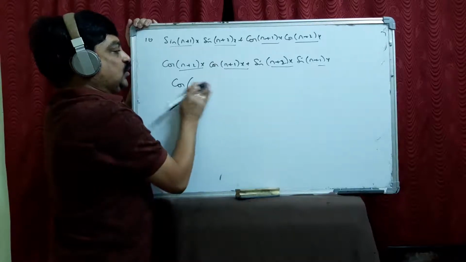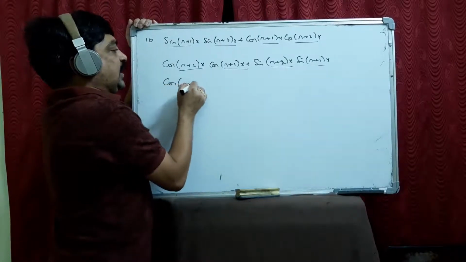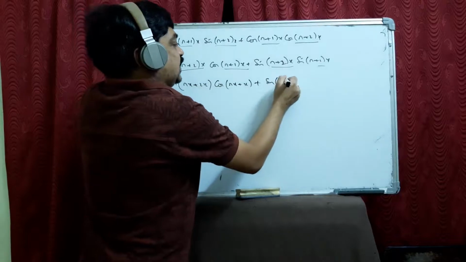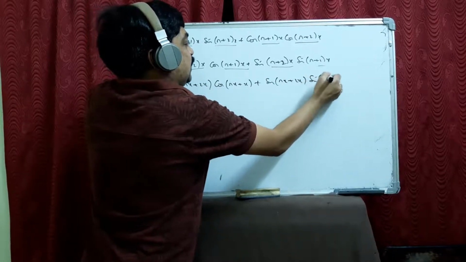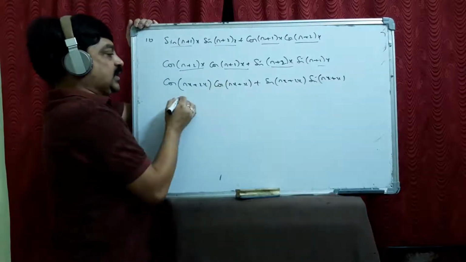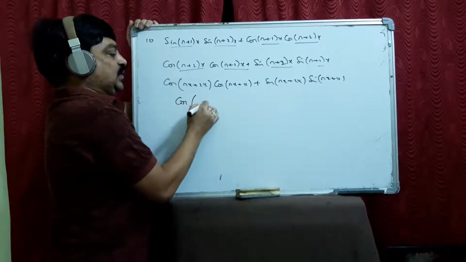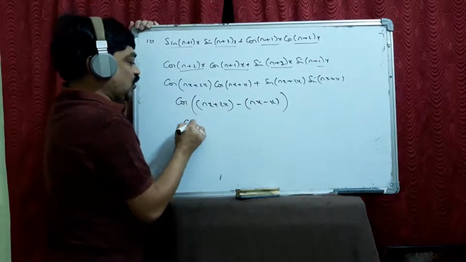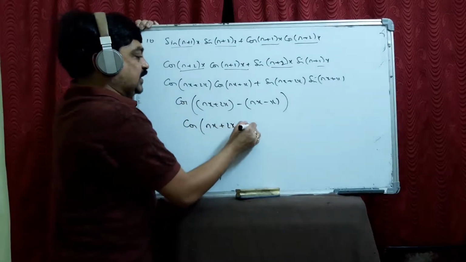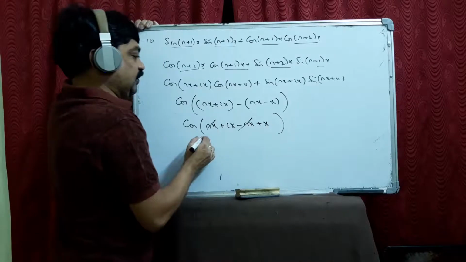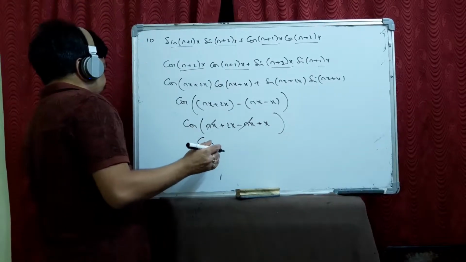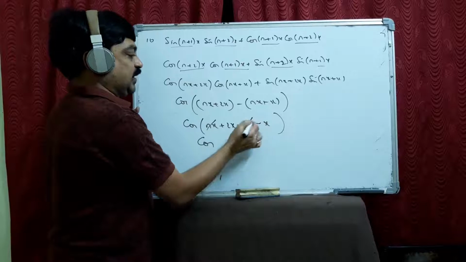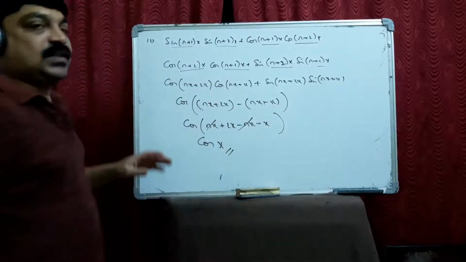A minus B. So you can write one more step like cos(n plus 2)x into cos(n plus 1)x plus sin(n plus 2)x into sin(n plus 1)x. So it looks like cos A cos B plus sin A sin B, cos(A minus B). So (n plus 2)x minus (n plus 1)x. So it becomes cos of (n plus 2)x minus (n plus 1)x. It is plus x, sorry. It becomes (n plus 2)x minus (n plus 1)x, that is 2x minus x. It becomes cos x.